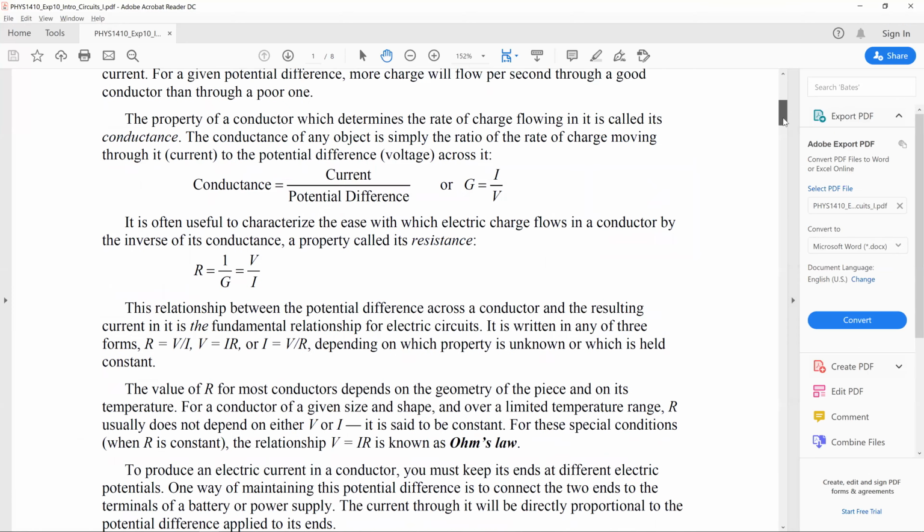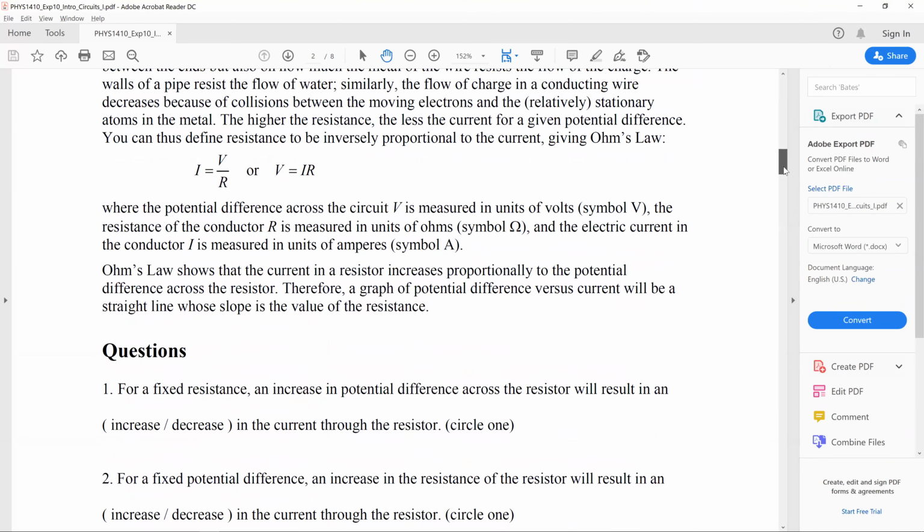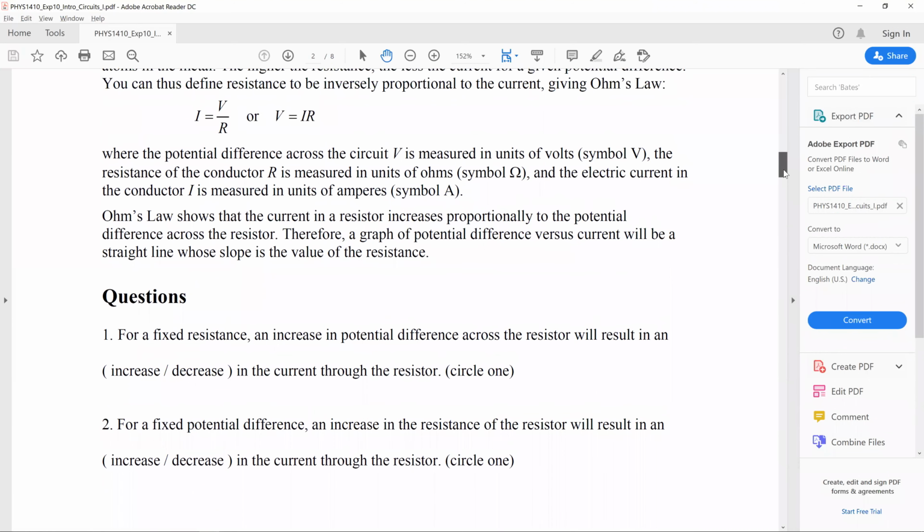So before we get started, there are 2 questions down here at the end of the intro section, where the first one asks what happens for a fixed resistance with whether you have an increase or decrease in current when you change the potential difference. So the equation you want to look at for answering both of these questions is probably this form of that, V over R is equal to I.